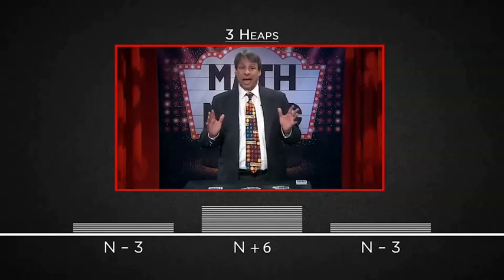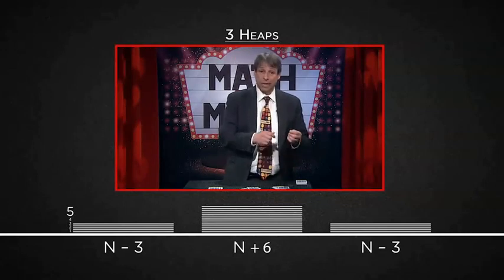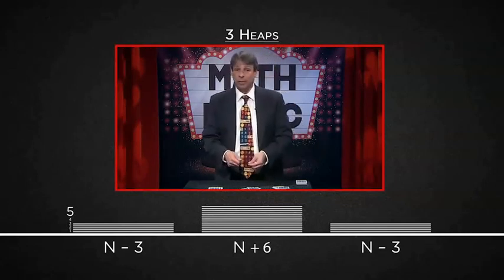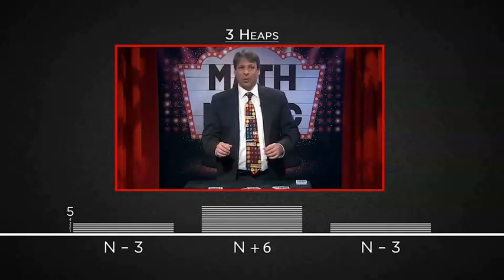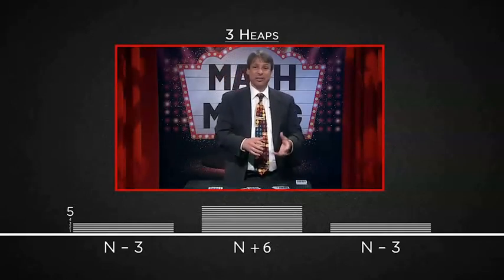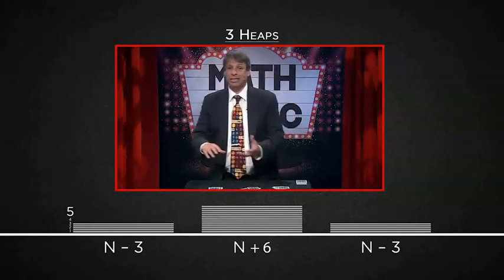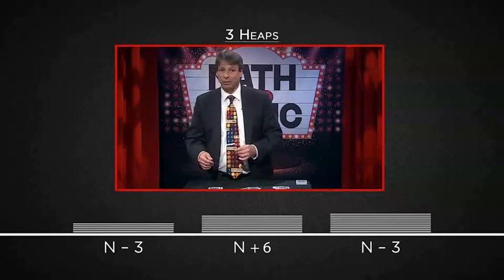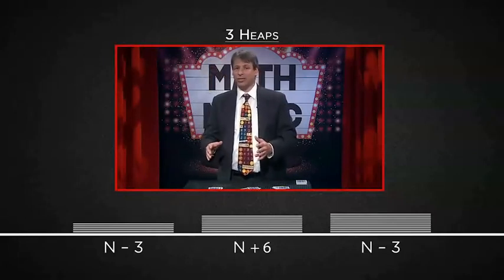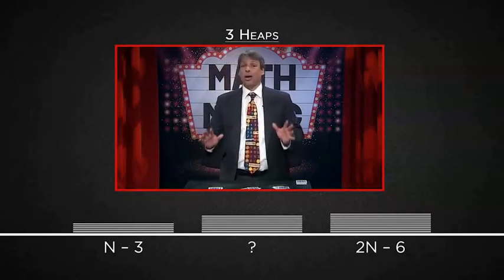Next, you're asked to count the cards on the left pile. Then remove that many cards from the middle pile and place those on the right pile. All right, that's a mouthful. When we remove the n minus 3 cards from the middle pile and place them on top of the n minus 3 cards on the right pile, then the right pile now has 2n minus 6 cards. But that's not so important.